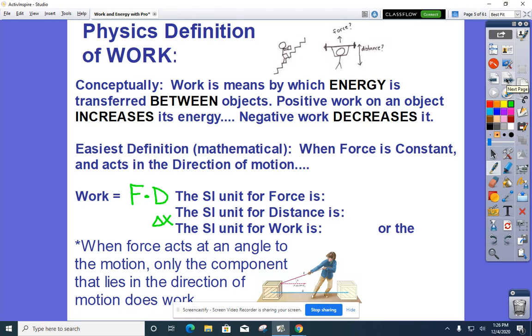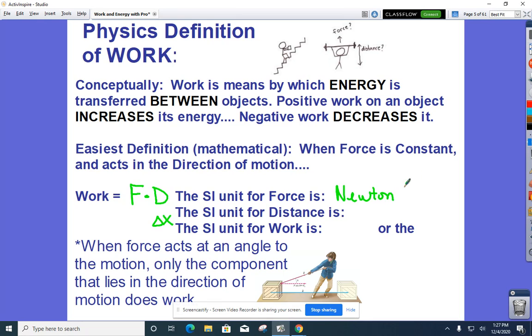Certainly the world is not that simple, but let's start with that as a fundamental idea of work, a force through a distance. The SI unit for force is the Newton. Right? We should know these things. We could write that as a kilogram meter per second squared. Right? So the Newton is a derived unit. These are fundamental units or base units. The SI unit for distance is the meter. That is, of course, a fundamental unit.